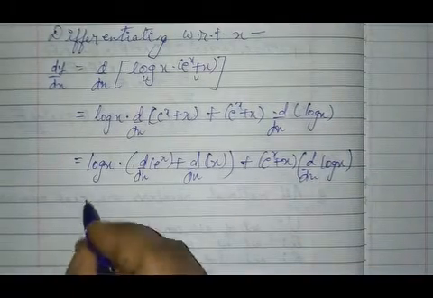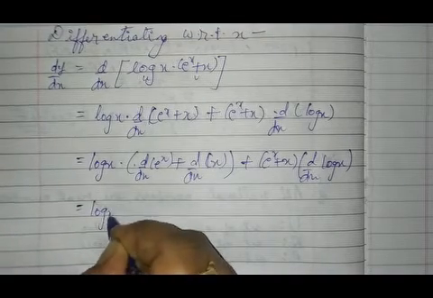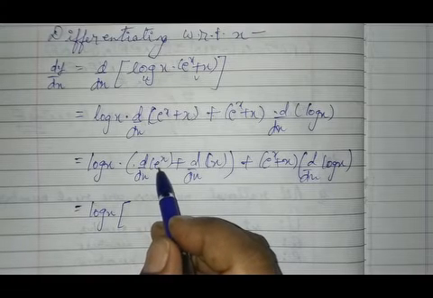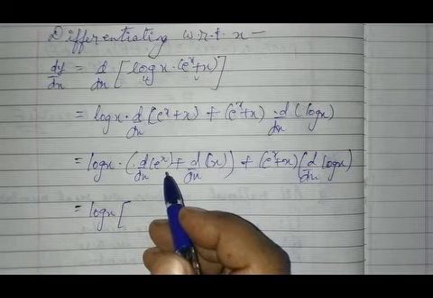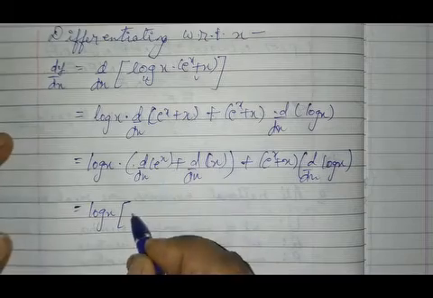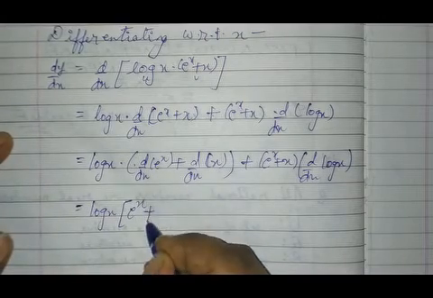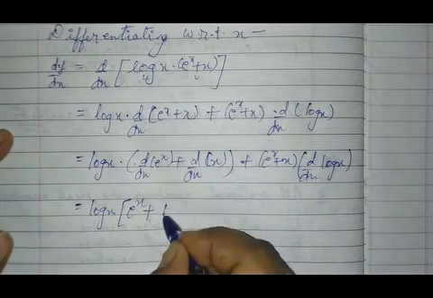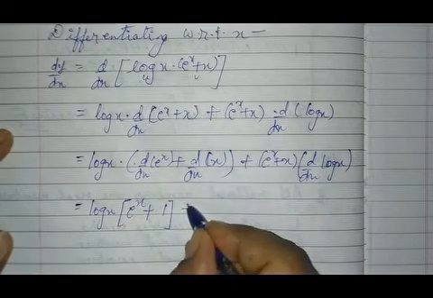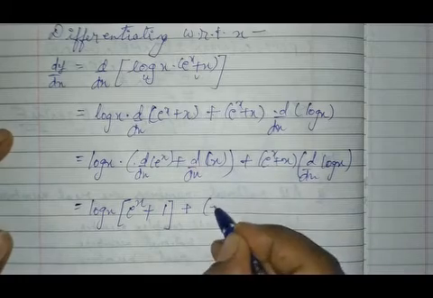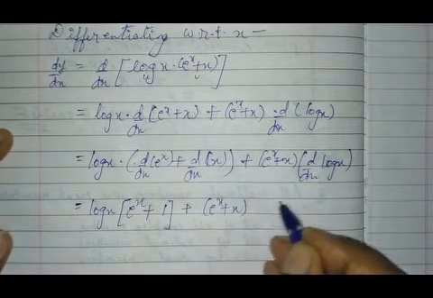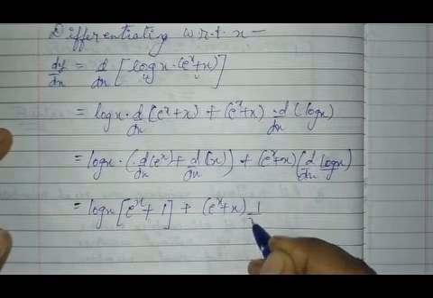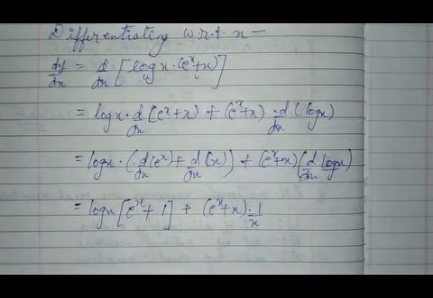Now log x into d/dx of eˣ. What is the derivative of eˣ? It is the same, eˣ, plus d/dx of x. Derivative of x is 1, as you can see in the formula. Again here eˣ + x. Now derivative of log x is 1/x. So we have done the derivative.